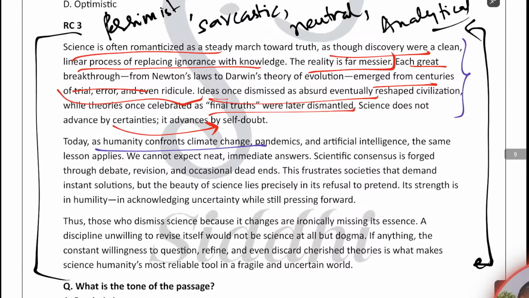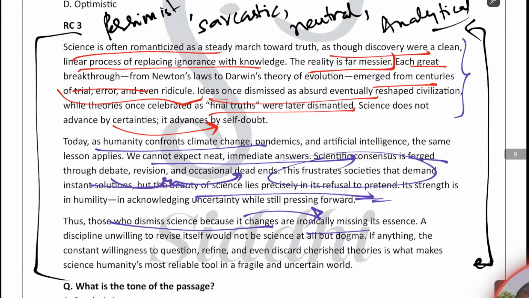Now, as humanity confronts problems, you can't expect neat and immediate answers. Science consensus comes through debate, revision, and at times you get dead ends. Frustrated societies demand solutions, but the beauty is in the refusal to act hastily. Those who dismiss science because it changes are missing the essence. Science is basically about change. Yes, this is an analytical RC where the author is trying to explain the nature of science. Yes, you're all correct.